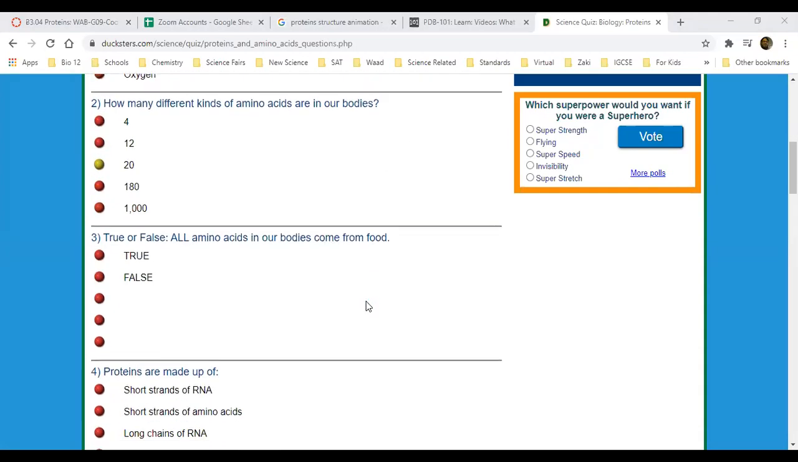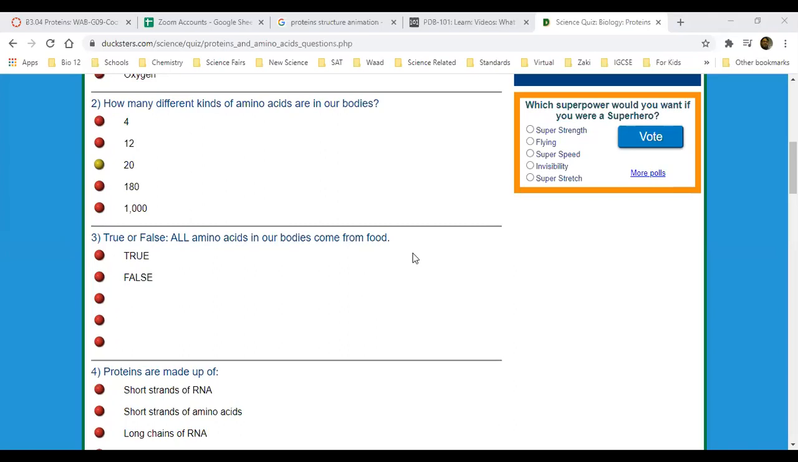So next one is a true false. Who would like to read this out? Hudhaifa, would you like to read this question number 3? Yes, I would. I'd love to read it. Okay, let's see, you love. True or false? All amino acids in our bodies come from food.